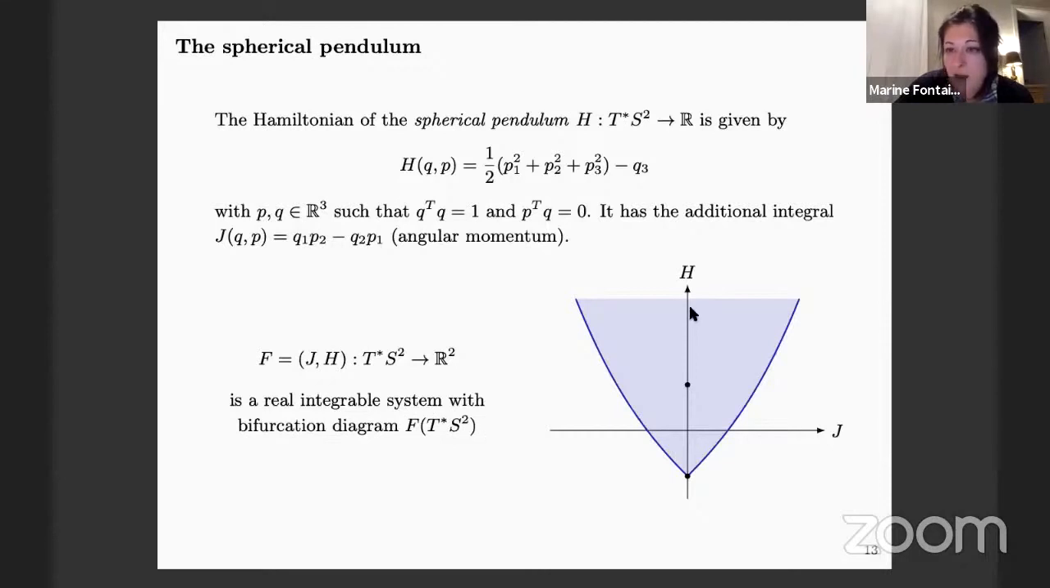And the image is called the bifurcation diagram, which is drawn here in the GH plane. The boundary here is the image of the rank 1 critical points, so the relative equilibria in that case. And the dots here are the image of the rank 0 critical points.